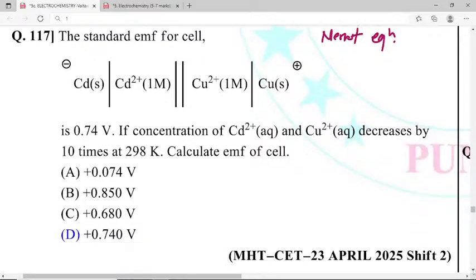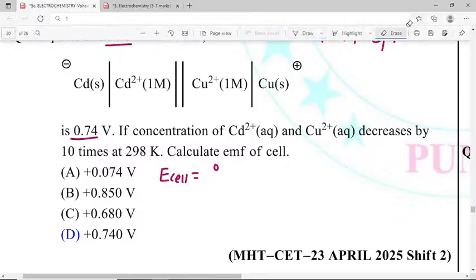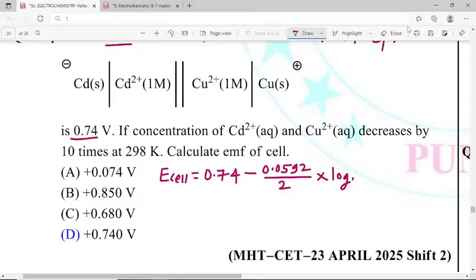So the standard EMF given is 0.74. So E cell is equal to E naught cell. So what is the E naught cell value here? E naught cell 0.74 minus 0.0592, this whole divided by number of electrons 2, multiply by log to the base 10 of the concentration. The concentration of cadmium and copper is decreased by 10 times.